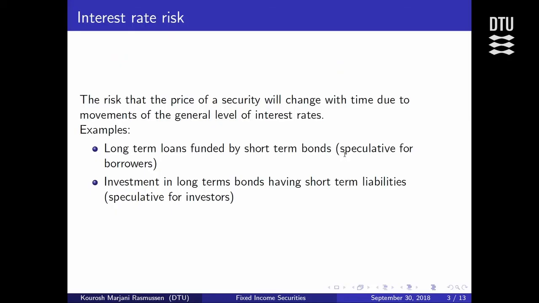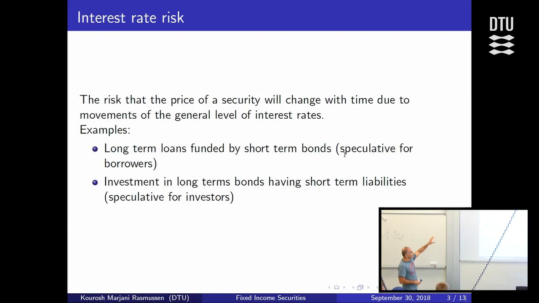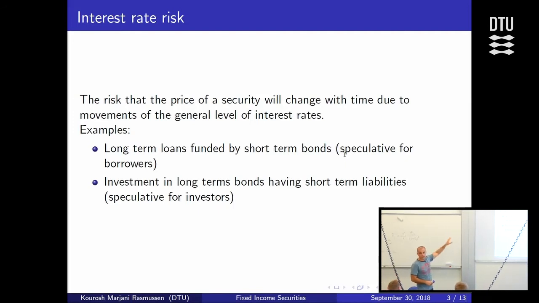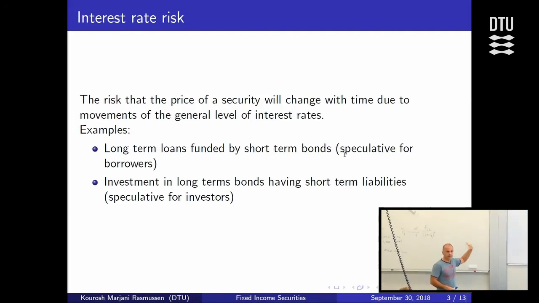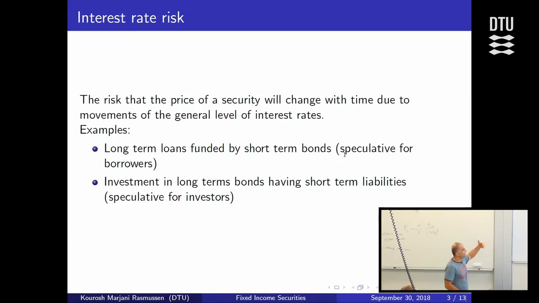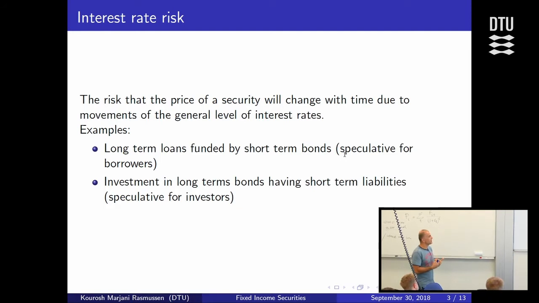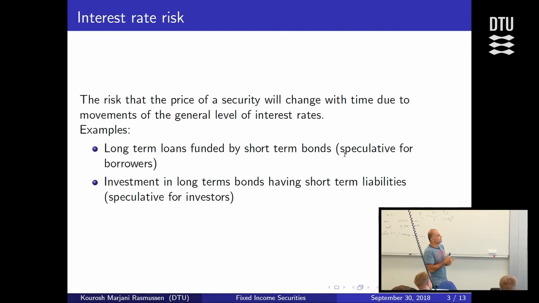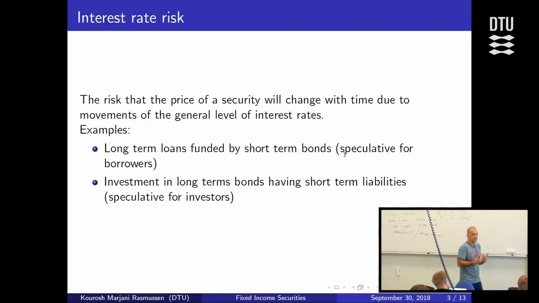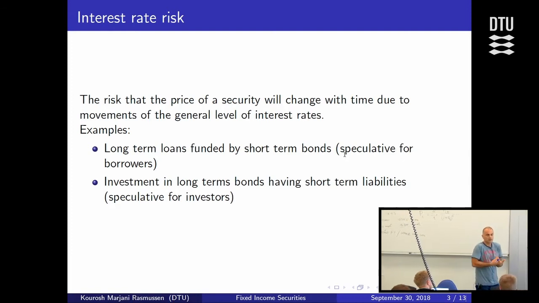So that was the first kind, the interest rate risk. If you are funding your long-term loans, and in the case of buying a house it is a 30-year loan, by short-term bonds, this is exactly the case we see here. This is one case, a speculative one on the side of the borrower. But actually, this would also be speculative on the side of the bank, right?